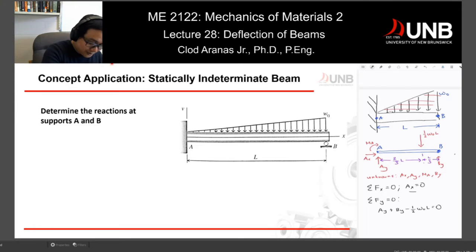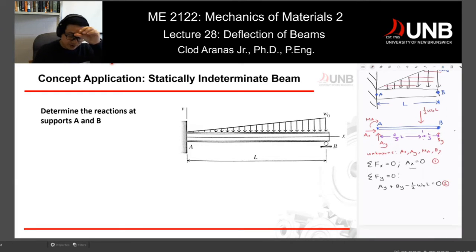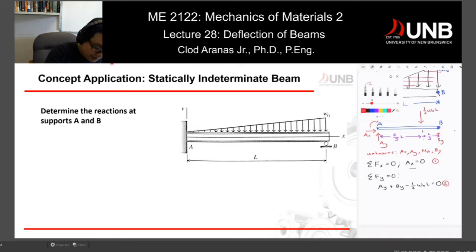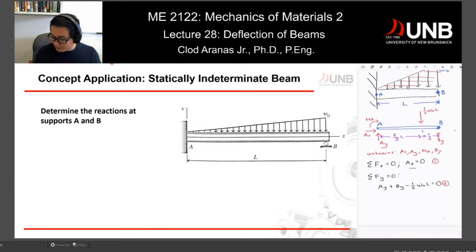So now I can call the first one equation number 1, and this one equation number 2, so that you can track it once you review your notes. So that's 1 and 2. Now I have the 2 equations there. I can sum my moments, let's say at point B. So I'll sum my moment at point B is equal to 0. And if I sum my moment at point B, I'll get the following.